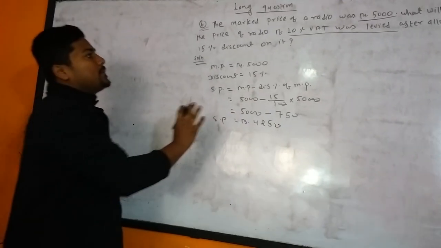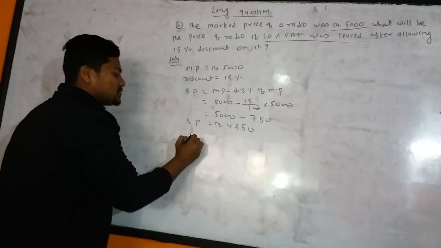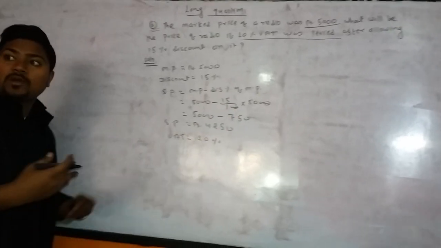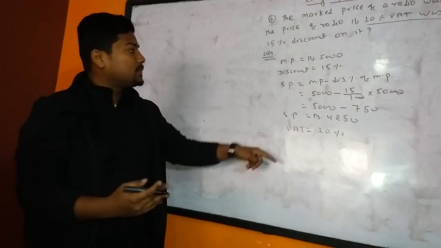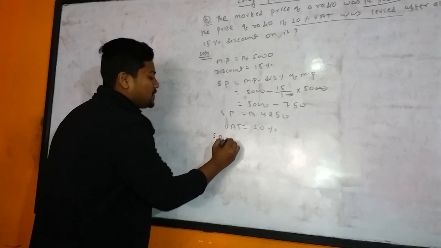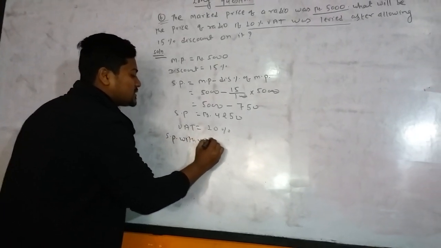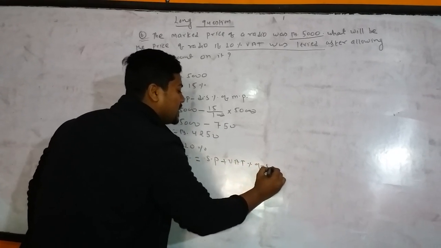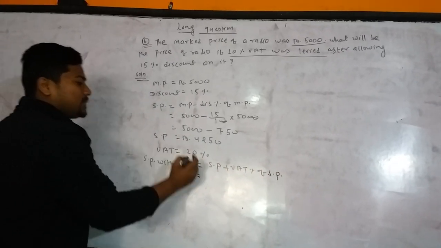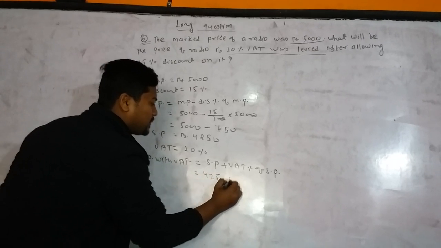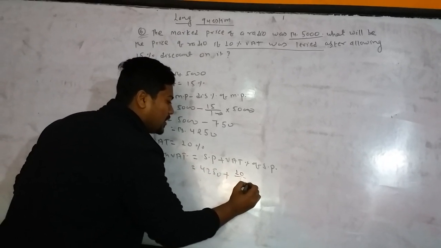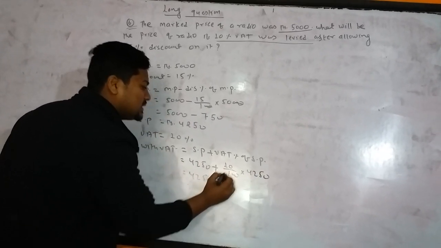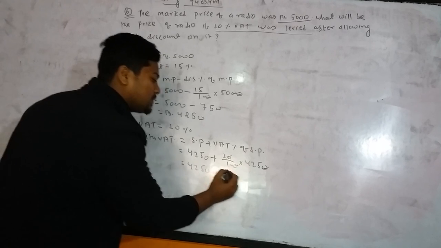Then VAT, how much is given? 10%. So VAT is equal to 10%. And the question is asking what? After VAT, what is the price of the radio? Then SP with VAT. So what is the SP with VAT formula? SP plus VAT percentage of SP. So SP value is what given? 4250 plus VAT percentage, means 10 upon 100 into 4250. So 4250 plus, this 00 cancel, this 00 cancel. What do we have?